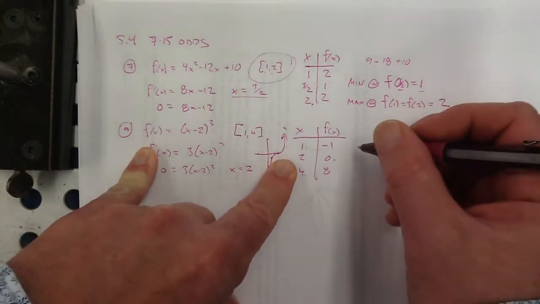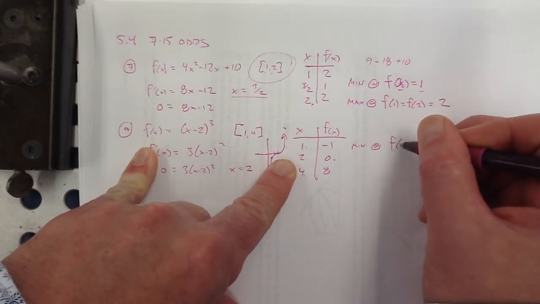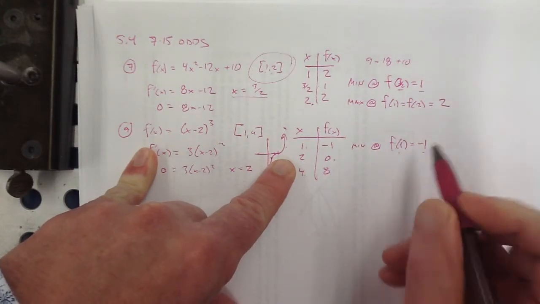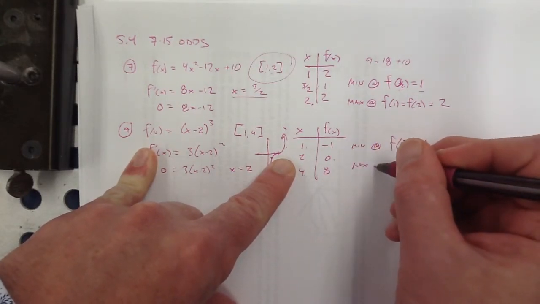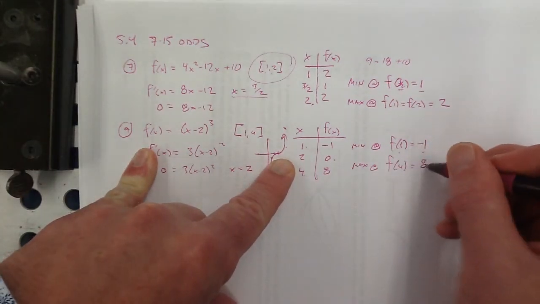All right, so what do we got? I got a minimum at f of 1 equals -1. That's the where, and that's the what. And a maximum at f of 4, which is 8.